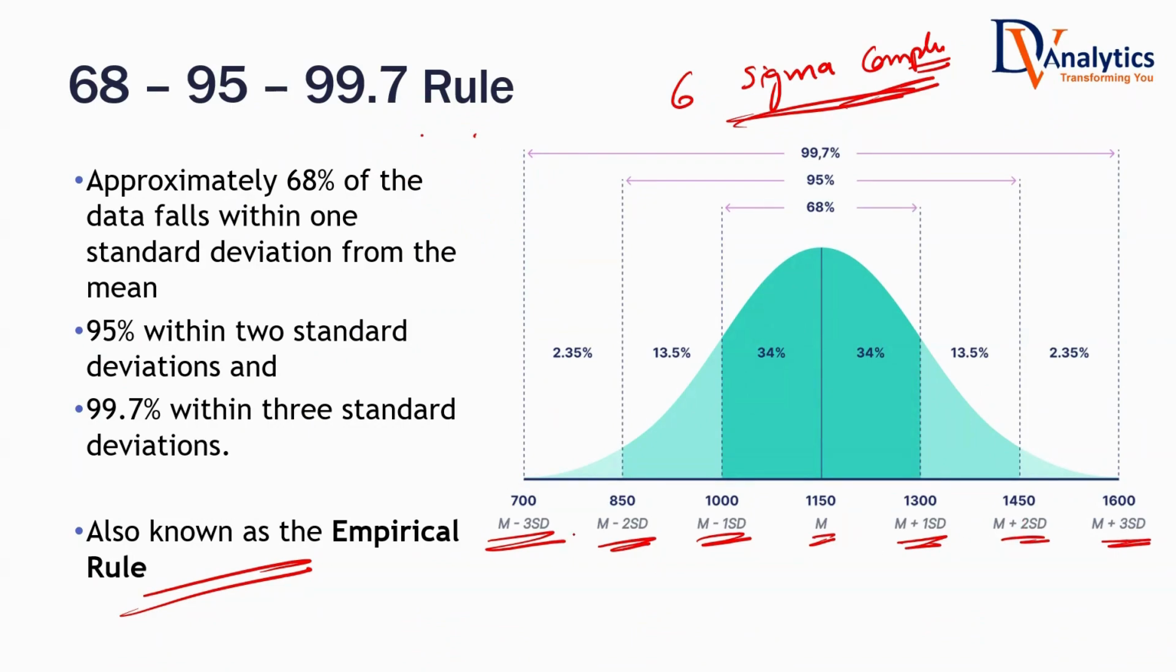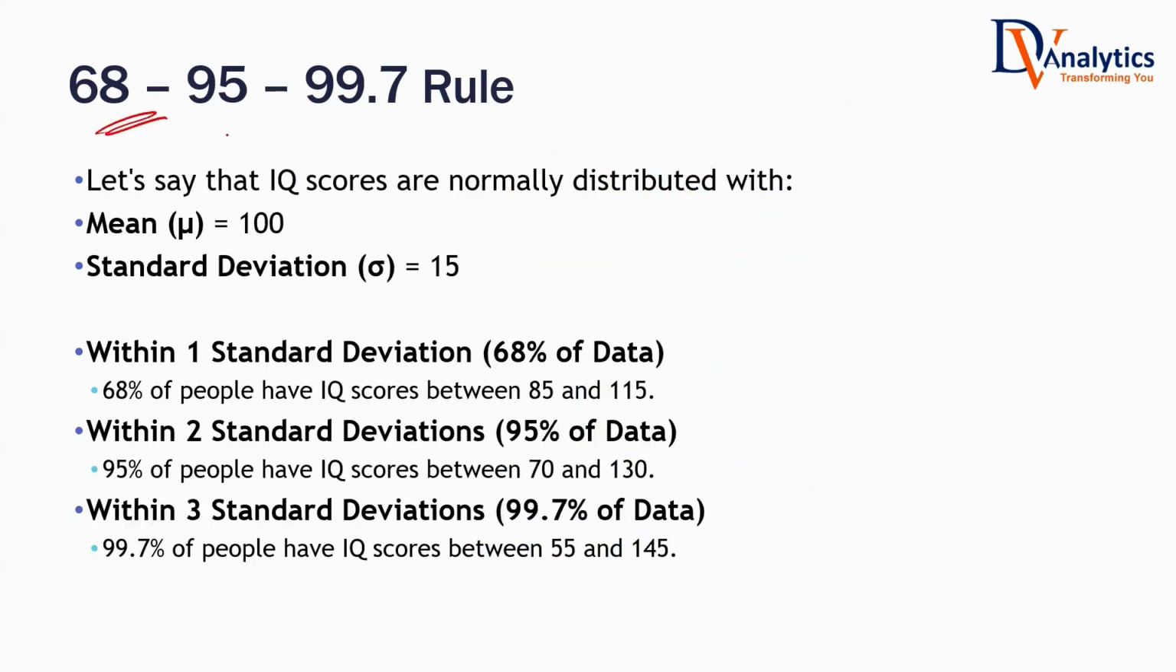This is also known as the empirical rule. Once again, what does this 68, 95, 99.7 rule mean? Within one standard deviation, 68% of the data. Let's say you take IQ scores, and when I say IQ scores are normally distributed, maybe the mean IQ score is 100 and the standard deviation is 15. Then if you take any population, 68% of the people will have an IQ score in the range of 85 to 115. That is 1 sigma.